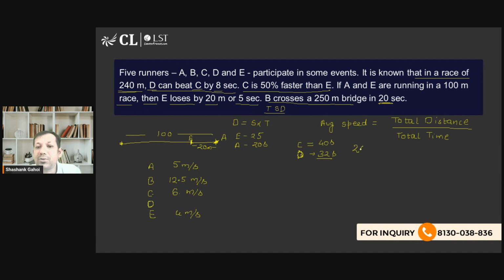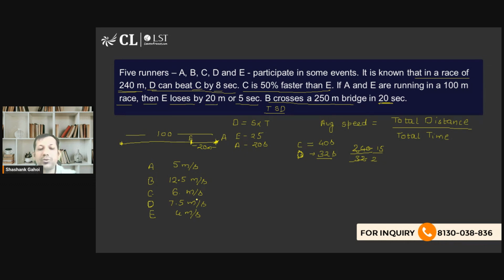Total distance is 240. Total time is 32. So it is going to be 15 upon 2, or I can say the speed of D is going to be 7.5 meter per second. And I got the speed of all five people. Apart from this, there is no other information given to us. So we can just move on to the questions and understand what each question is saying.